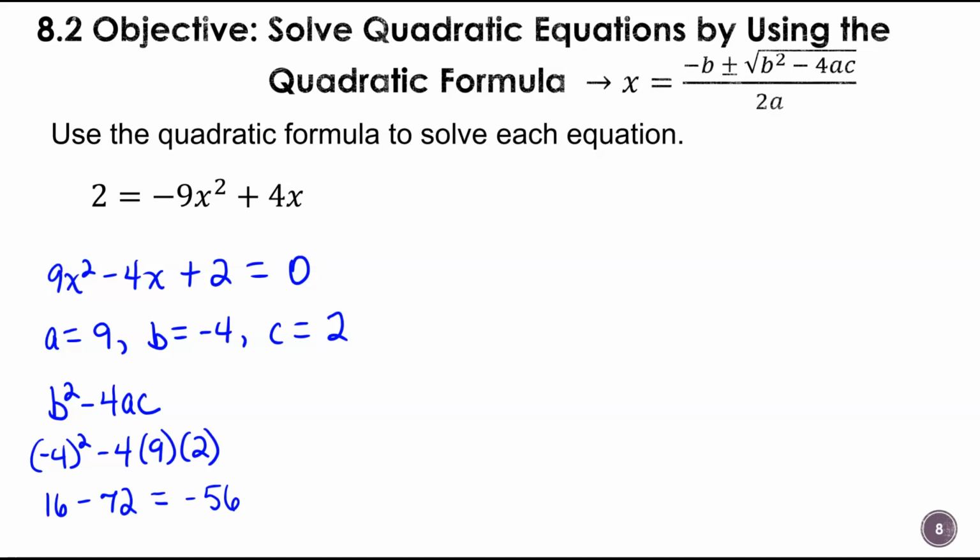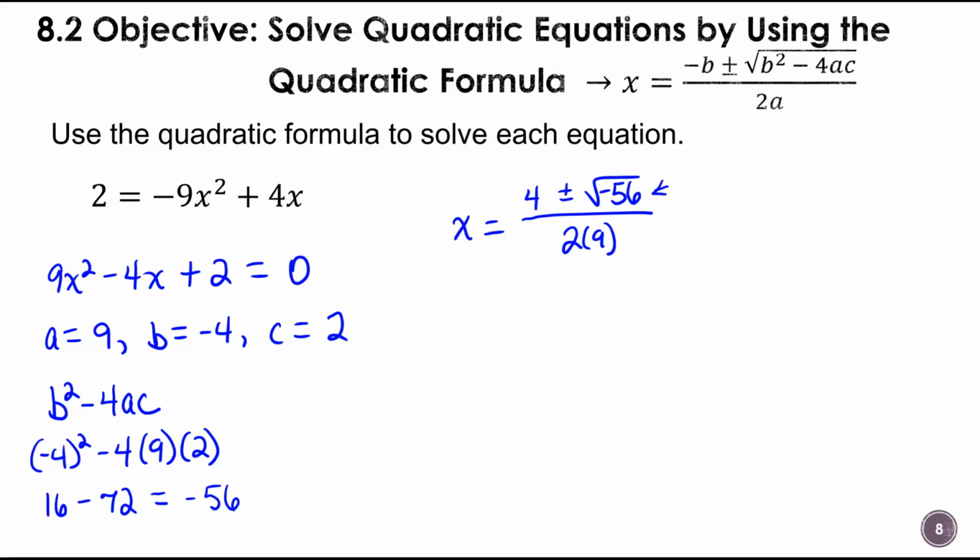All right, and then we're going to substitute everything into the actual formula. So x equals the opposite of b, which would be a positive 4, plus or minus the square root of negative 56 for my discriminant, and then it is 2 times 9. 2 times a would be 2 times 9 for our denominator. Now, negative 56 will simplify.